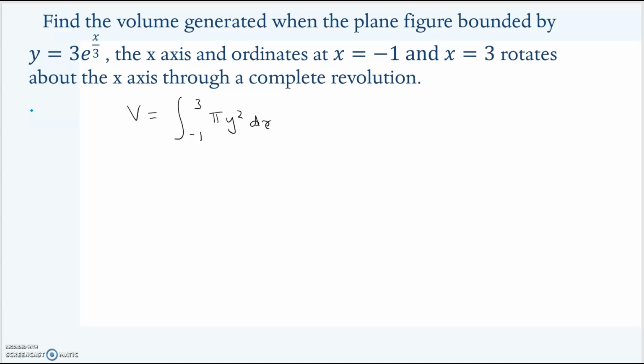So it's a matter of finding y squared. You've got that y is equal to 3e to the x over 3, and therefore y squared is equal to 9e to the 2x over 3. Take the 9 out the front, maybe take the pi out the front as well, and then just find the integral of the exponentials.